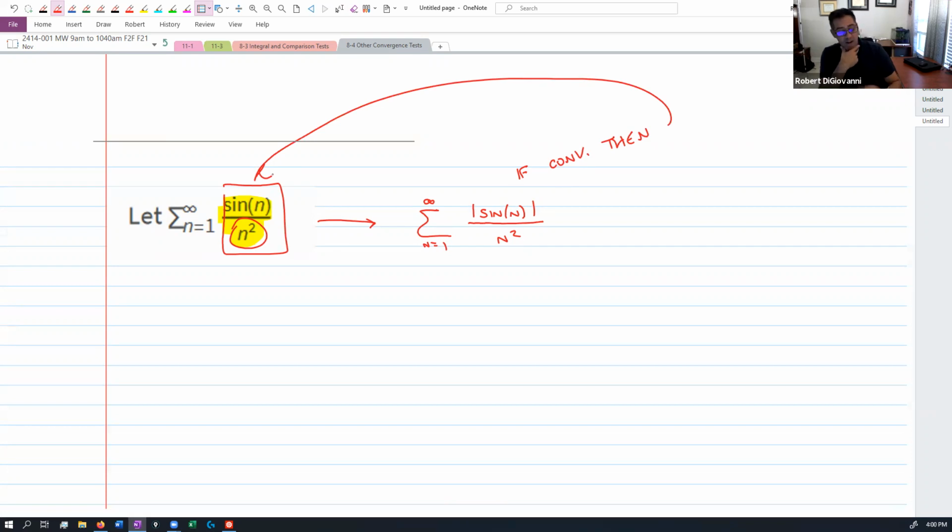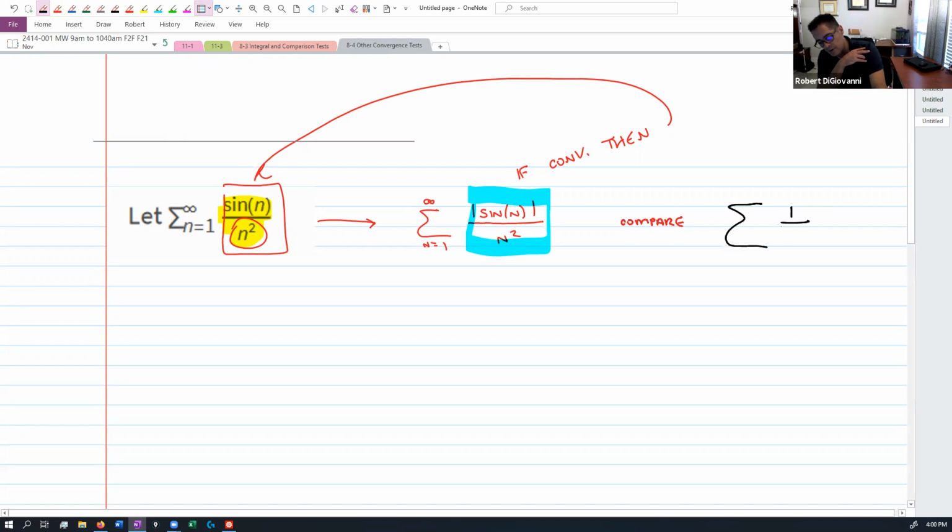Well, now what we have is something where all of these terms are positive. So I can use anything from the previous section. So I'm going to do a comparison. I'm going to compare it to a series that I think it kind of looks like. I think it looks kind of like 1 over n squared. And this is a p series with p being 2, which converges. Now, when I compare it to this, I have the choice of using the inequalities, or I can use the limit comparison. I'm going to do the limit comparison.